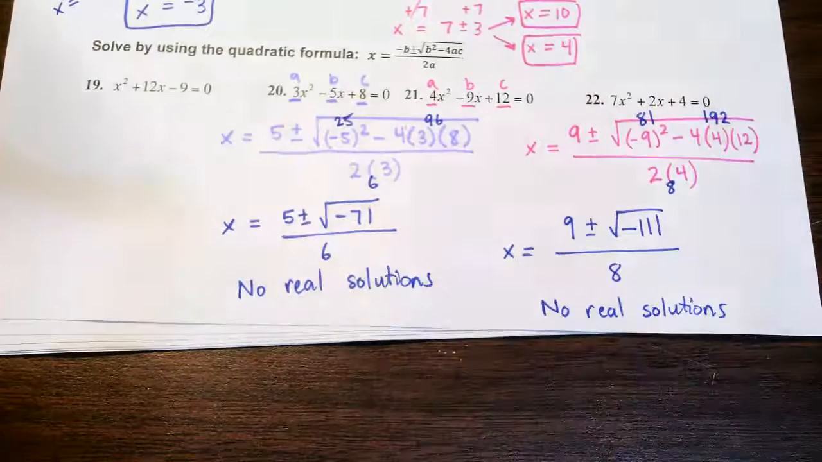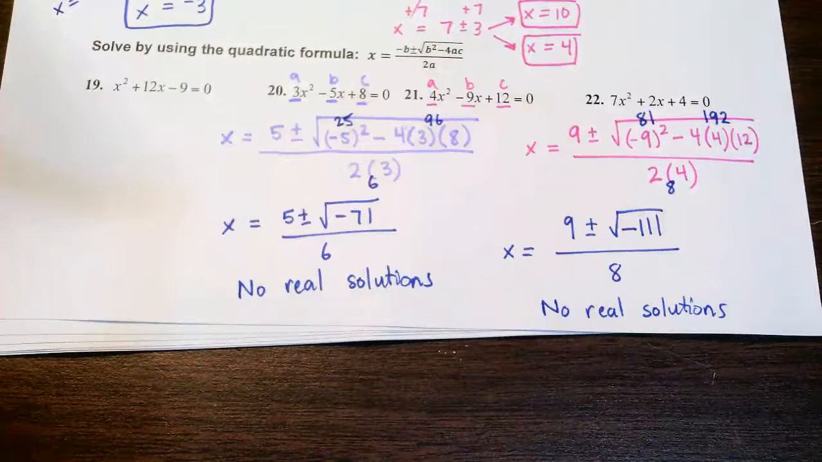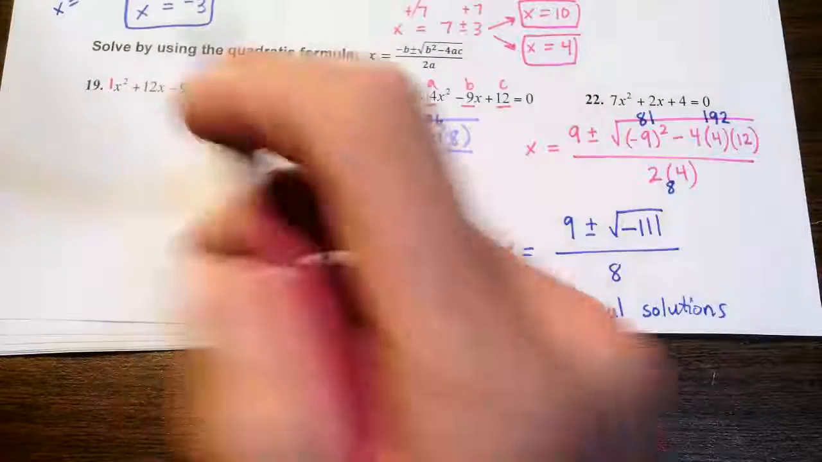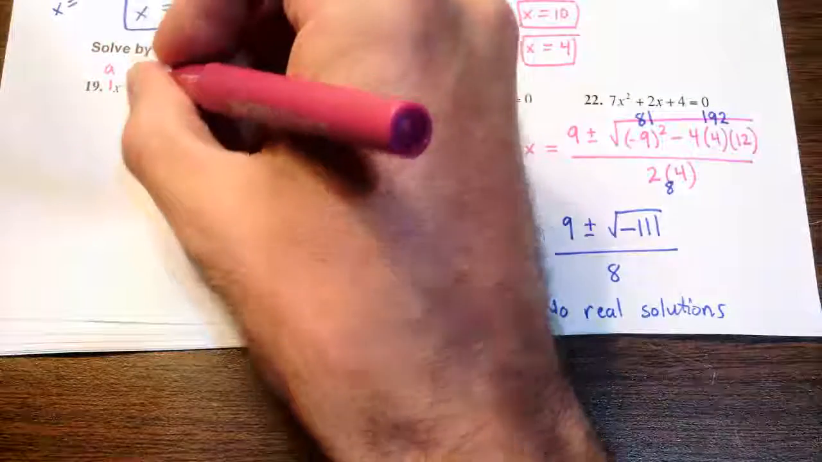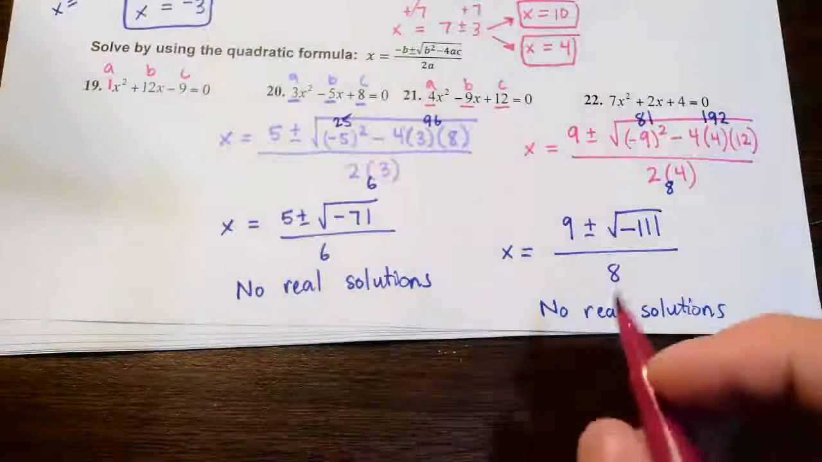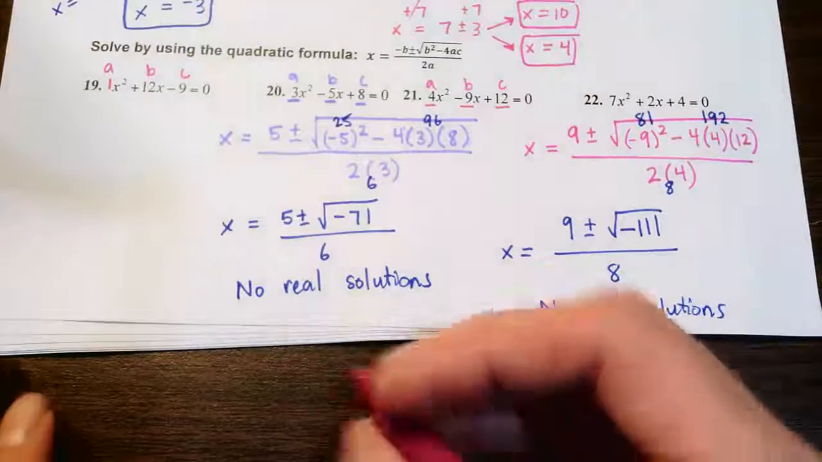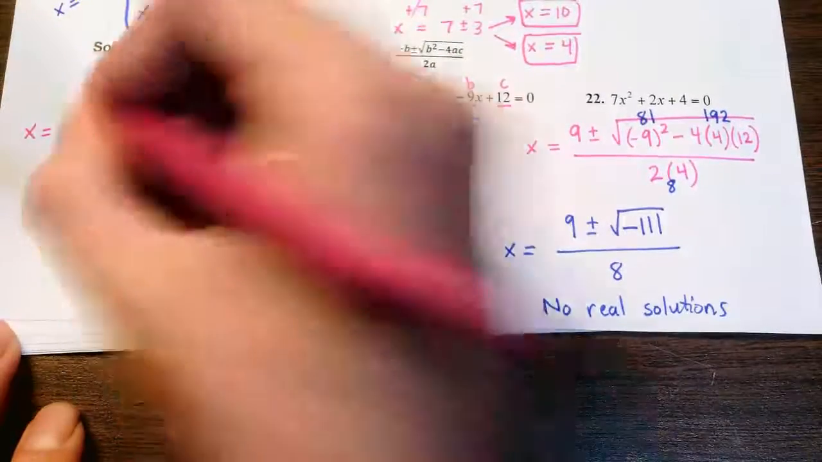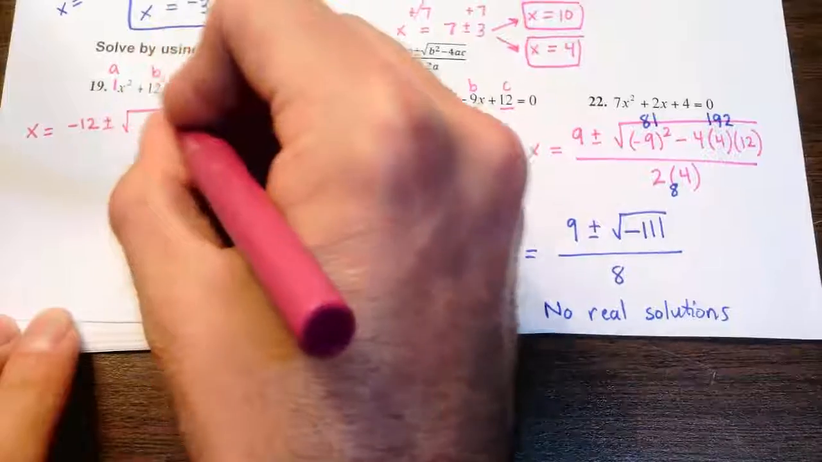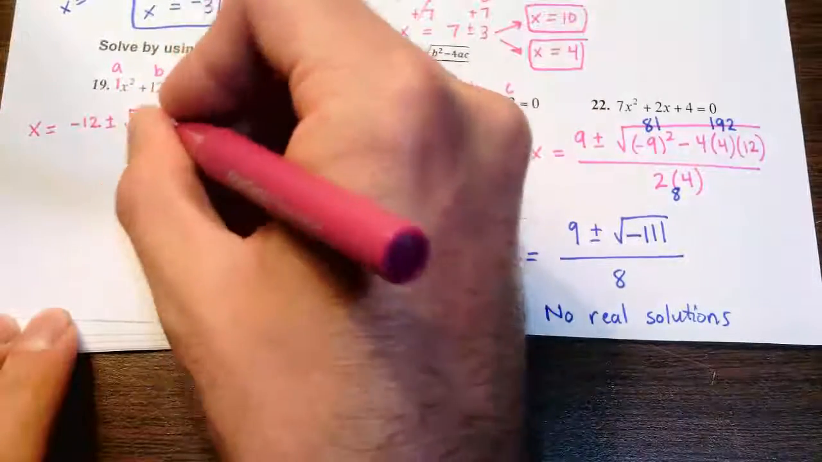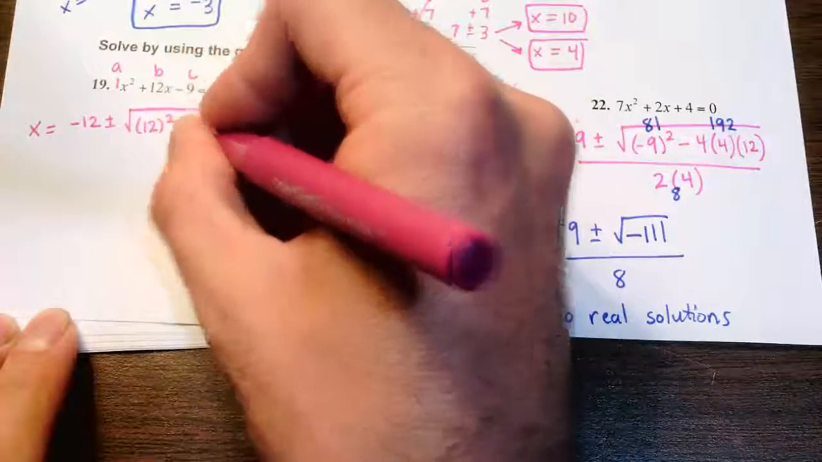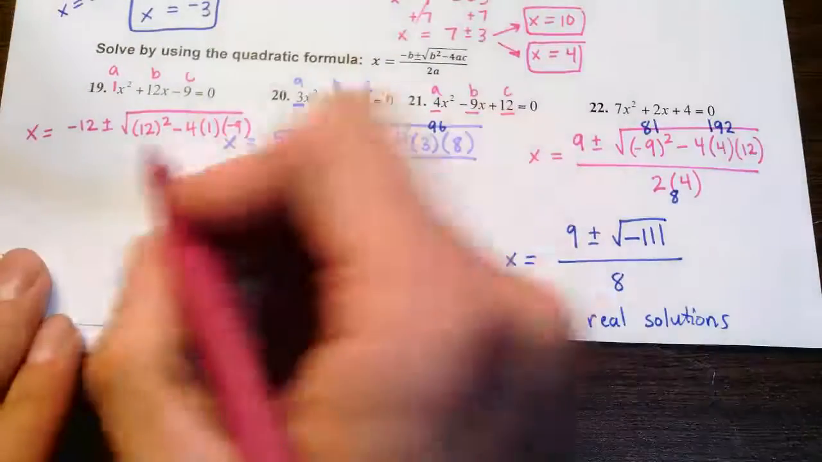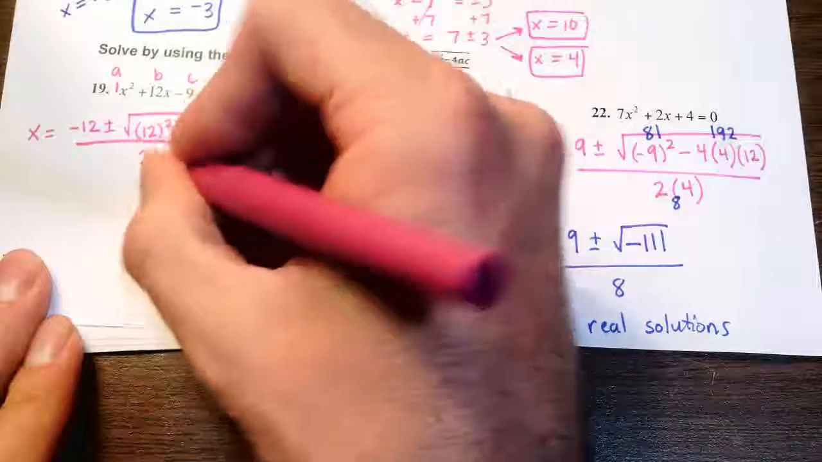So I guess we'll go back and go ahead and do number 19 in the hopes that we have a real solution here. All right, this one, there's no number there. So remember, there always is a 1. So our A is a 1, B is 12, and C is -9. All right, let's go ahead and plug those numbers into that quadratic formula again. X is equal to the opposite of B, so -12, plus or minus the square root of B squared, 12 squared, minus 4 times A times C. All right, all of that divided by 2 times 1.